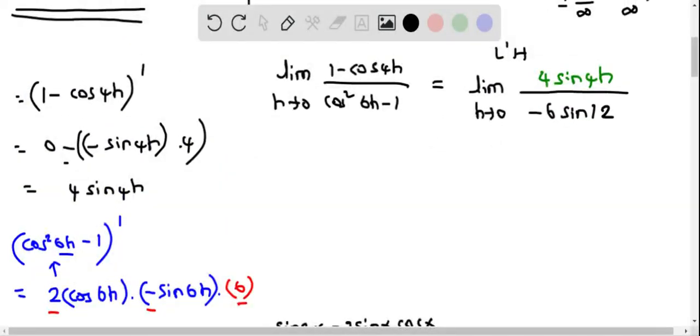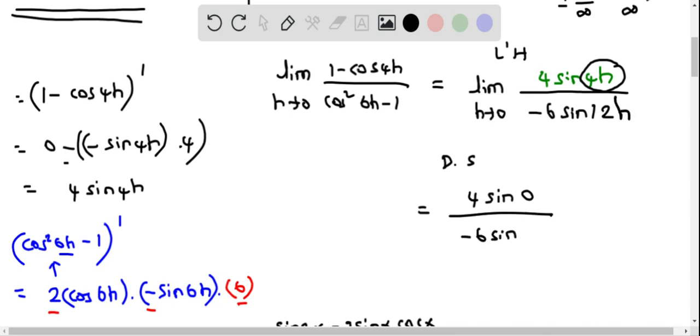Now once we have found the derivative of the numerator and denominator, we can do the direct substitution. So we let h approach 0. In the numerator we get 4 sine of 4h, where h is replaced by 0, over negative 6 sine of 12h. 12 times 0 is 0.